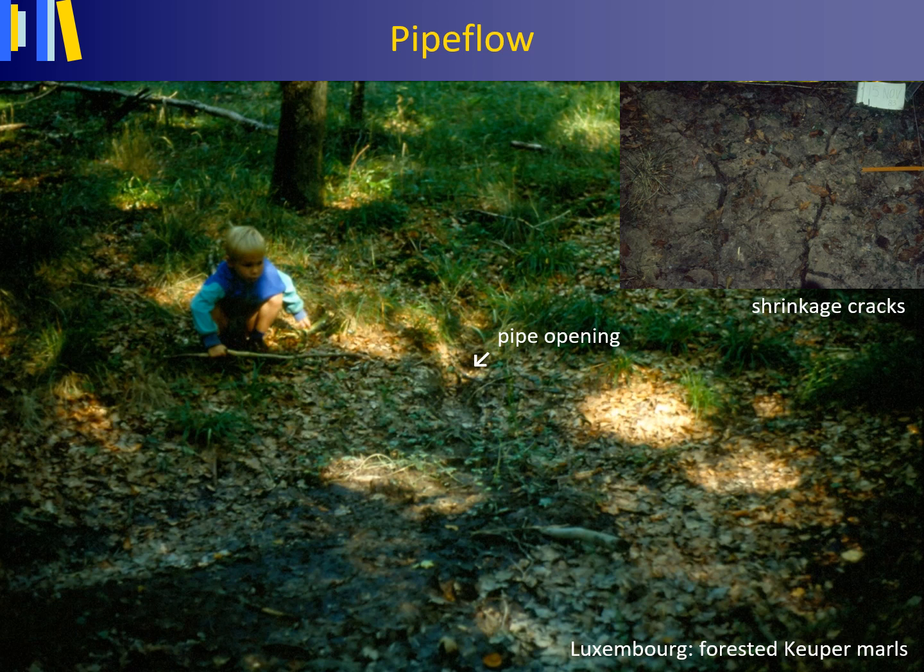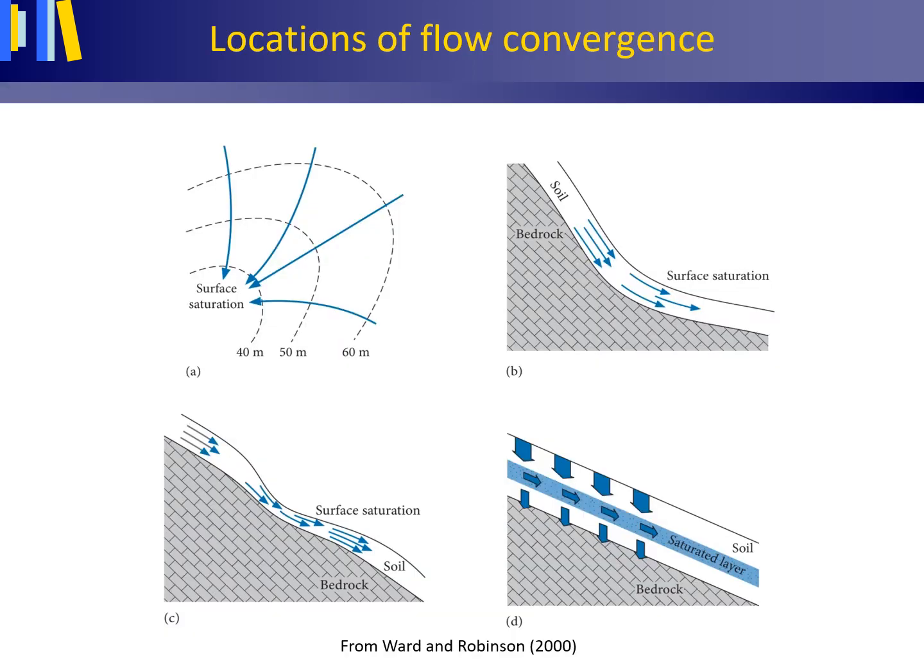The relative importance of matrix flow and macropore flow generally depends on rainfall intensity and duration, infiltration capacity of the matrix, the shape and connectivity of pores, and the wetness of an area prior to rainfall, the so-called antecedent moisture content, but is also linked to topographical position in the landscape and vegetation. This sheet shows principal locations of flow convergence in drainage basins.